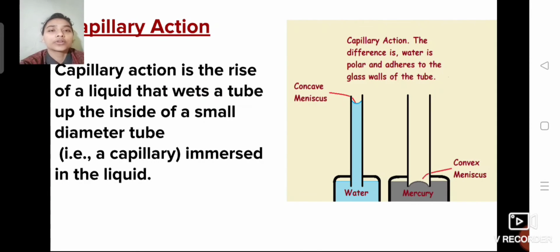Now here comes our last topic, which is capillary action. You might have studied this concept before as well. So capillary action is basically the rise of liquid in a capillary tube. Capillary action is the rise of a liquid that wets a tube up the inside of a small diameter tube, that is a capillary, immersed in a liquid. As water has a concave meniscus, it has the property of capillary action, whereas mercury has a convex meniscus, due to which it does not rise in the capillary tube.